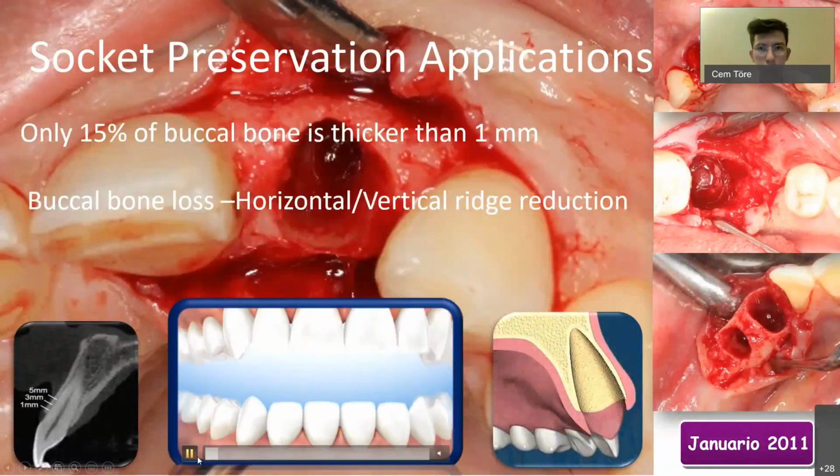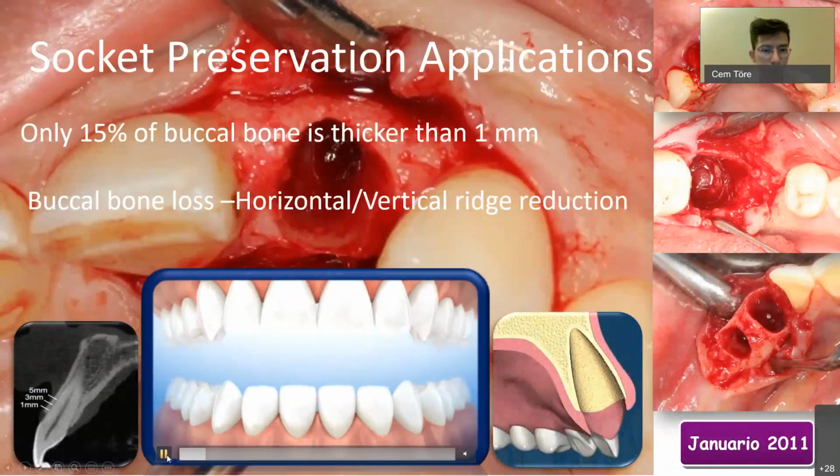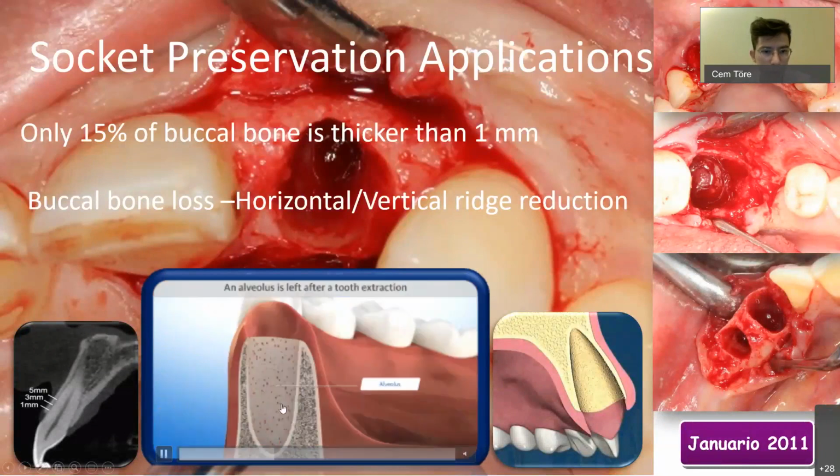So, socket preservation applications. As is demonstrated in the simulation we have, this is what happens after a tooth extraction. A blood clot forms, it stabilizes, and then it turns into bone through healing. But through this healing, we lose both height and width from the bone.